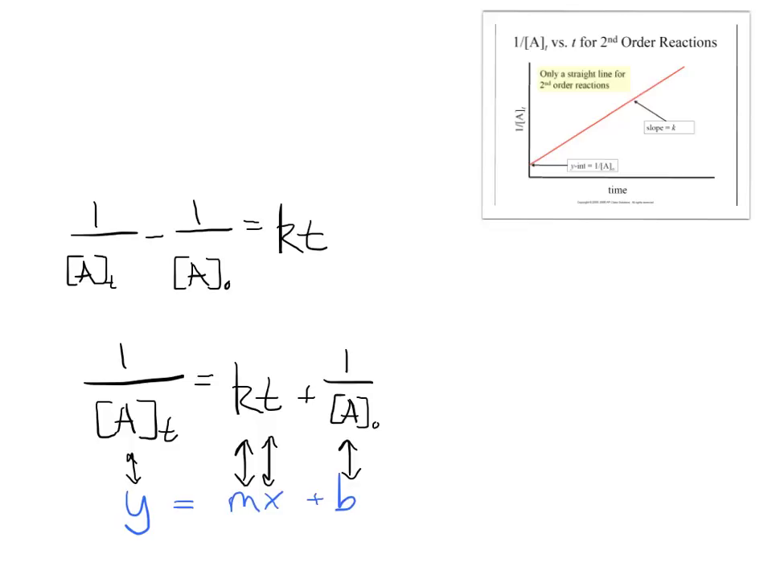You need to be able to recognize a second order reaction from this graph. So if you see a graph of the reciprocal of the concentration of A versus time, and you get a straight line, that means it is second order. If it's the natural log of A versus time, and you get a straight line, that is first order.